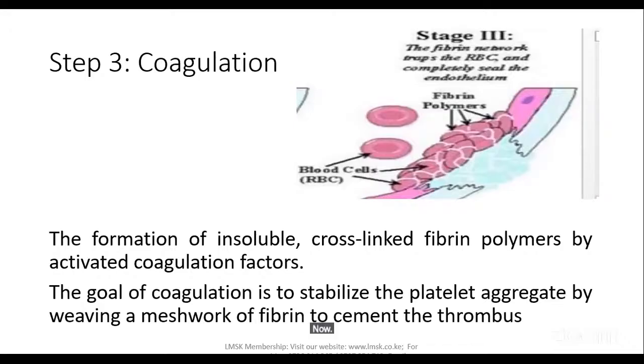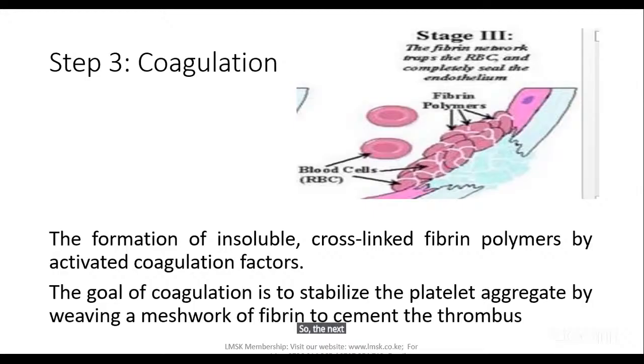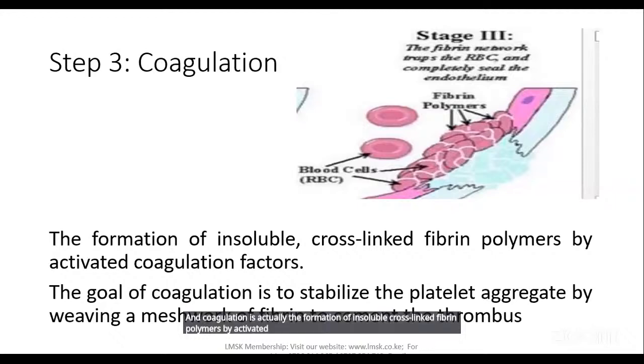Now, platelets are activated, they have aggregated, there is a formation of a strong platelet plug. But then there is another thing missing. There must be formation of a mesh network within the platelet aggregate to form a strong plug that will stop blood flow outside the circulatory system. So the next stage is the coagulation. And coagulation is actually the formation of insoluble cross-linked fibrin polymers by activated coagulation factors.